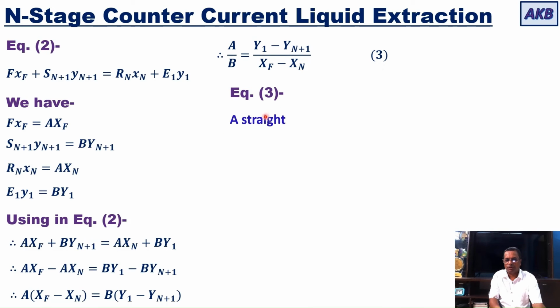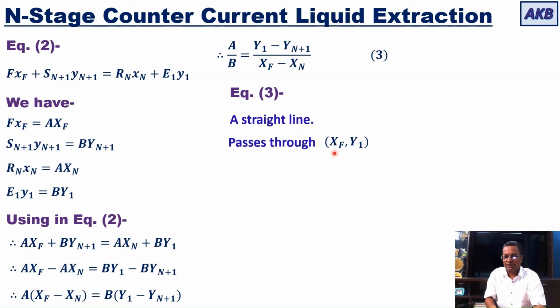And what can you say about equation number 3? It represents a straight line. It passes through the points XF, Yn plus 1 and Xn, Y1.